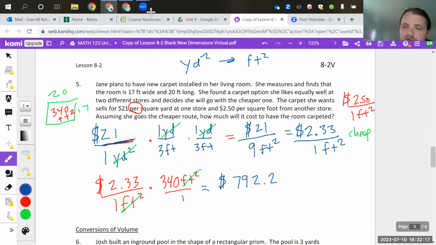If you didn't round, this is 0.3 repeating forever, so your number might be a little different, but we're going to say that it was $2.33. So we get 792.2. I think that's a little different than the answer key. Yeah, the answer key did not round. It left it as 333 repeating, so essentially it took that decimal and multiplied it by 340. But here, either one is acceptable.